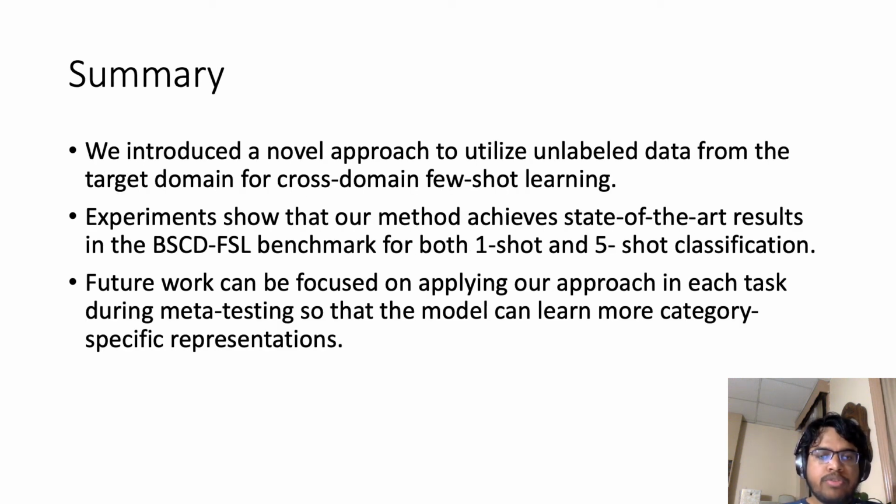So in summary, we introduced a novel approach to utilize unlabeled data from the target domain for cross-domain feature learning. Our experimentation shows that our method can achieve state-of-the-art results in the BSCD-FSL benchmark for both one-shot and five-shot classification. And the performance improvement, particularly in one-shot classification, is pretty significant. Now, future work can focus on applying our approach in each task during meta testing, so that the model can learn more category-specific representation. So thanks a lot.